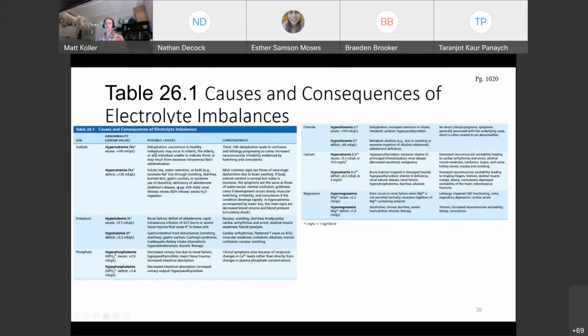You have possible causes, and there's a number of causes for these. So hypernatremia. Now, what I don't want you to do is don't just memorize this, but understand why. Okay, if you're dehydrated, why would you have hypernatremia, like too high a concentration of sodium? Well, if you've lost fluids, you don't have as much fluid to dilute the sodium. So the sodium becomes more concentrated. You get hypernatremia. What happens? The consequences. What is an outcome of hypernatremia? Well, first off, you're going to be thirsty, right?